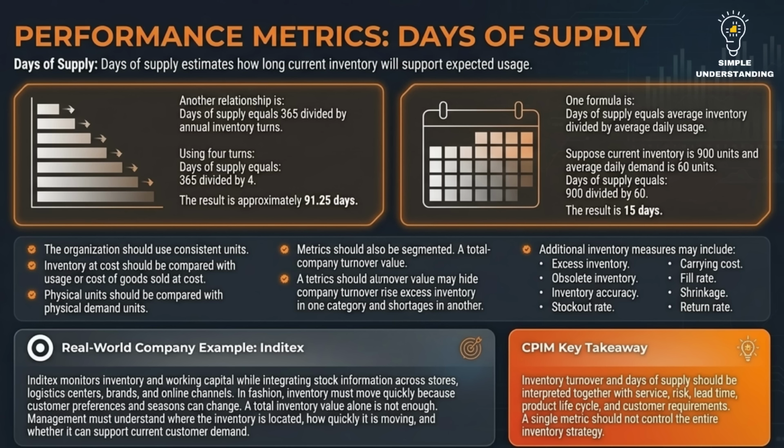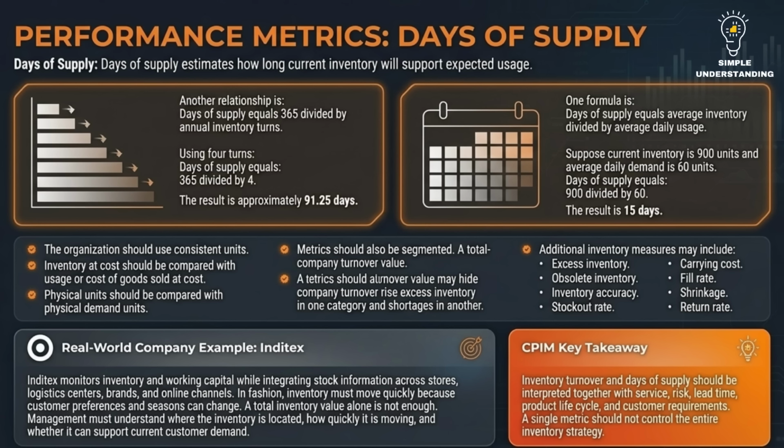The organization should use consistent units. Inventory at cost should be compared with usage or cost of goods sold at cost. Physical units should be compared with physical demand units. Metrics should also be segmented. A total company turnover value may hide excess inventory in one category and shortages in another.